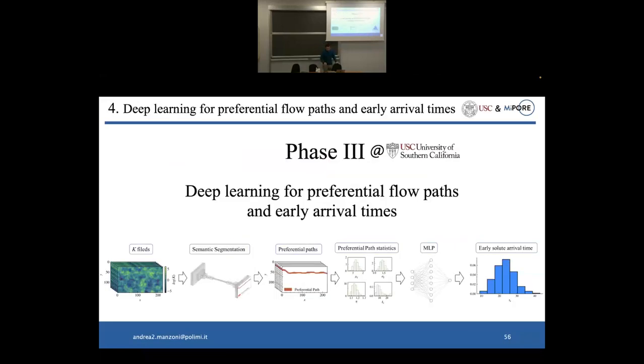Okay, let me conclude my presentation with the third and last phase, which is related to a slightly different topic. It's related to a deep learning technique applied to the transport of solute within a groundwater flow.